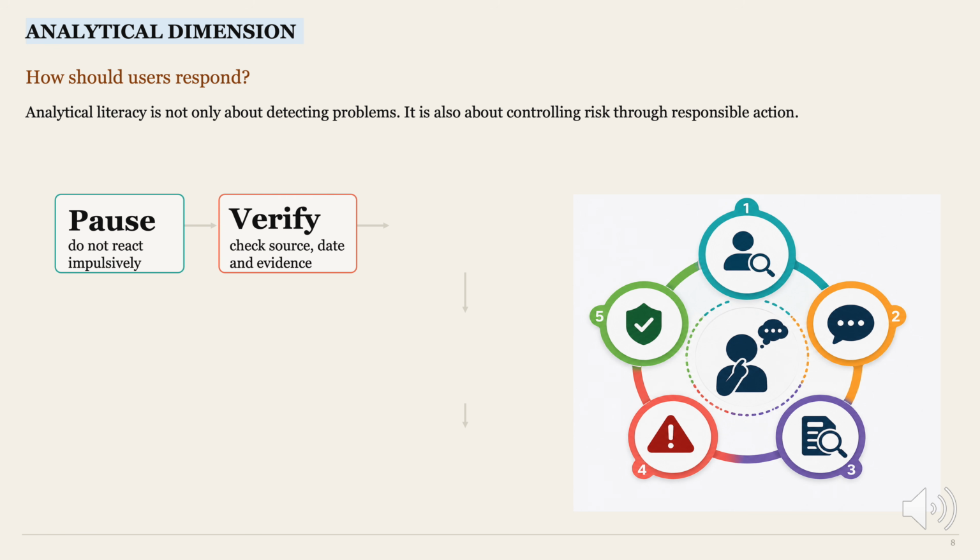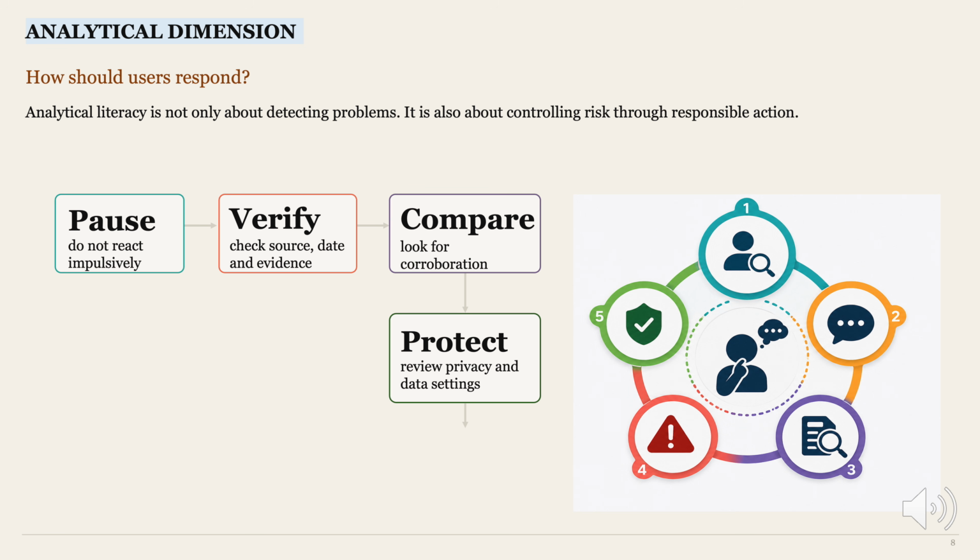The second step is to verify. This means checking the source, date, the evidence, and whether the content can be traced to an original context. The third step is to compare. A claim becomes more credible when it is supported by reliable and independent sources. The fourth step is to protect. Users should review privacy and data settings, especially when content appears personalized or targeted.